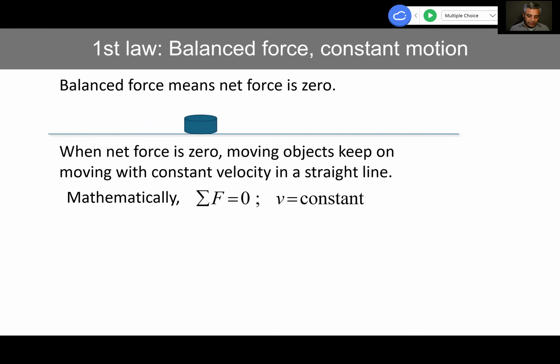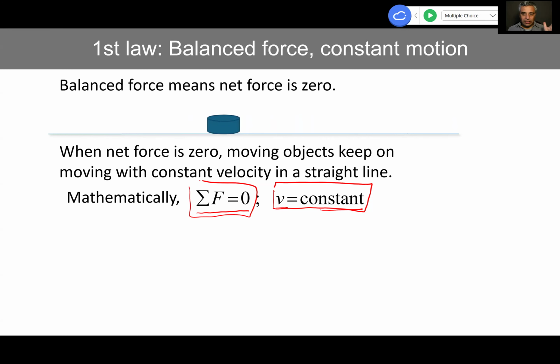Mathematically, we can write Newton's first law something like this. When net force is zero, velocity is constant. Constant means same value, keeps moving in the same direction. That's what constant means. Other way around, if you know an object is moving with constant velocity, then you can tell net force is zero. You don't need to do any calculation. For example, when your car is in cruise control, let's say, going 70 miles per hour in the same direction, that means the net force on your car is zero.